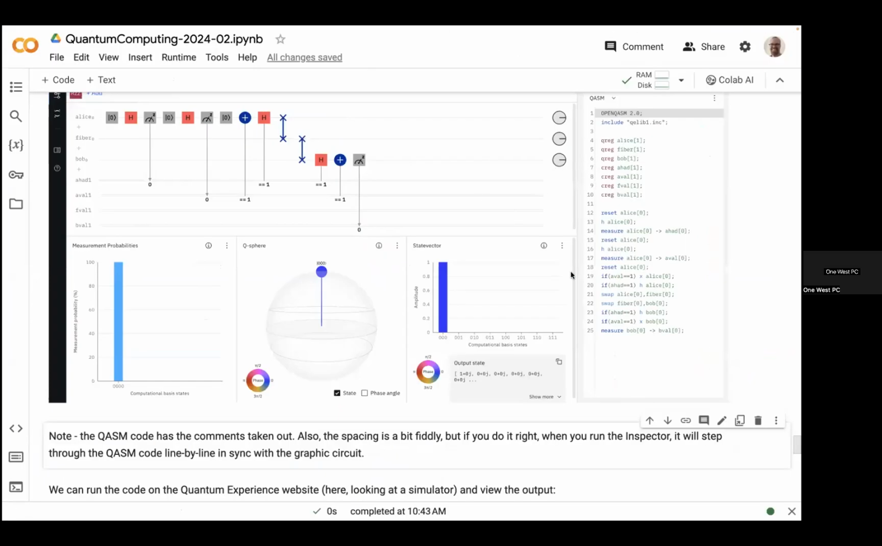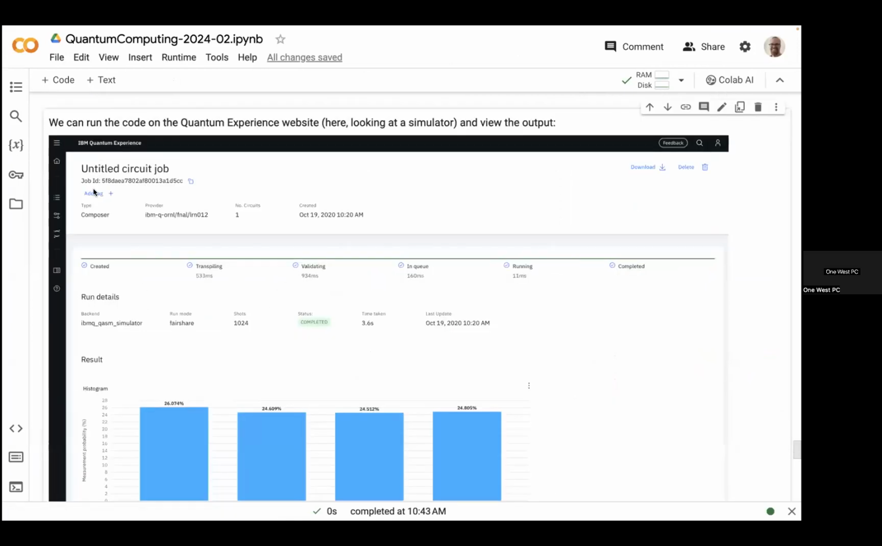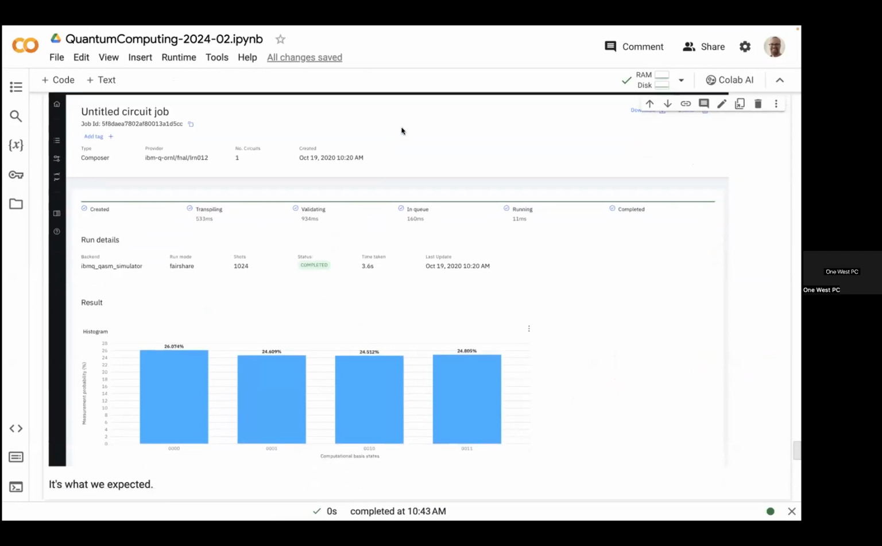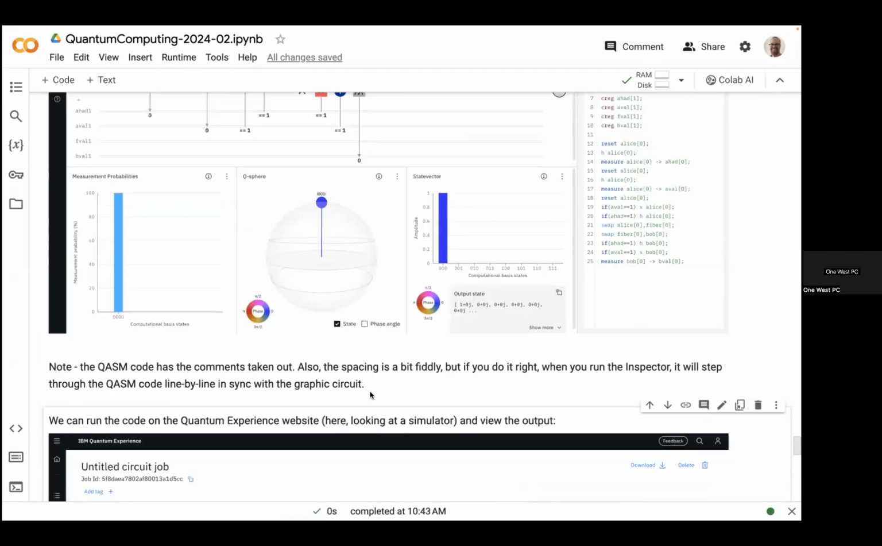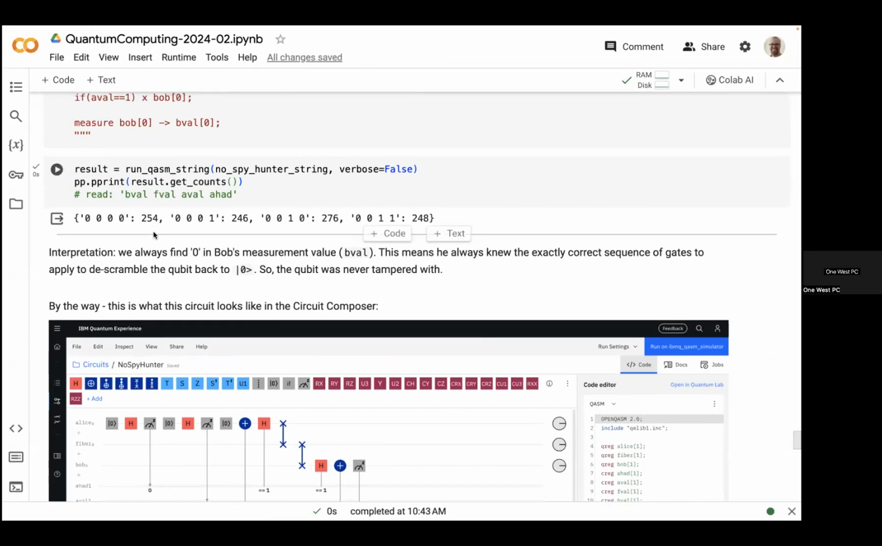It's kind of neat to run through and watch the state vector change one by one as you go through. So if we run that on the Quantum Experience website, here I'm using the simulator and view the output, and I get some sets in these different bases, and I say it's what we expected. There's a decoding in terms of the Bob value, the fiber value, and the Alice value.